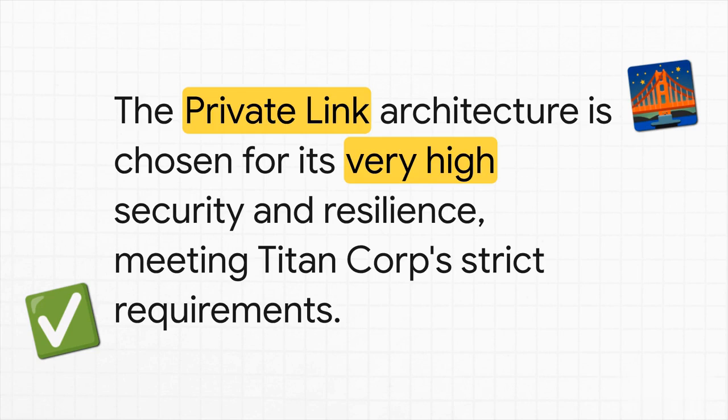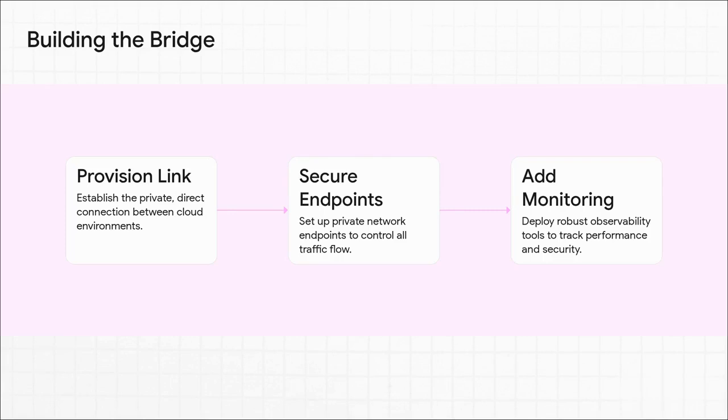It's that exclusive private skybridge we were talking about. And building this bridge is actually pretty straightforward. It involves 3 key steps. First, you provision the link itself. Second, you configure the doors at each end. Those are the secure endpoints to make sure only the right traffic gets through. And third, you install your cameras and sensors, your monitoring tools, to keep a close eye on absolutely everything.